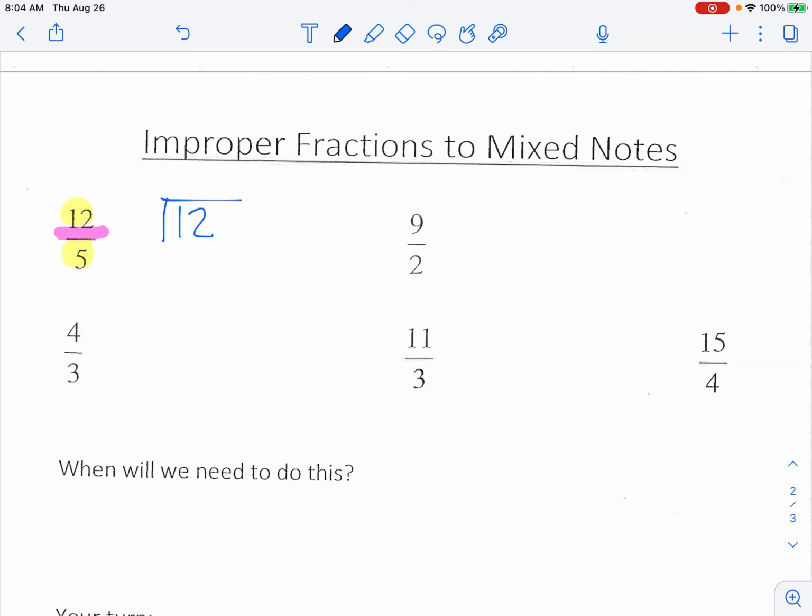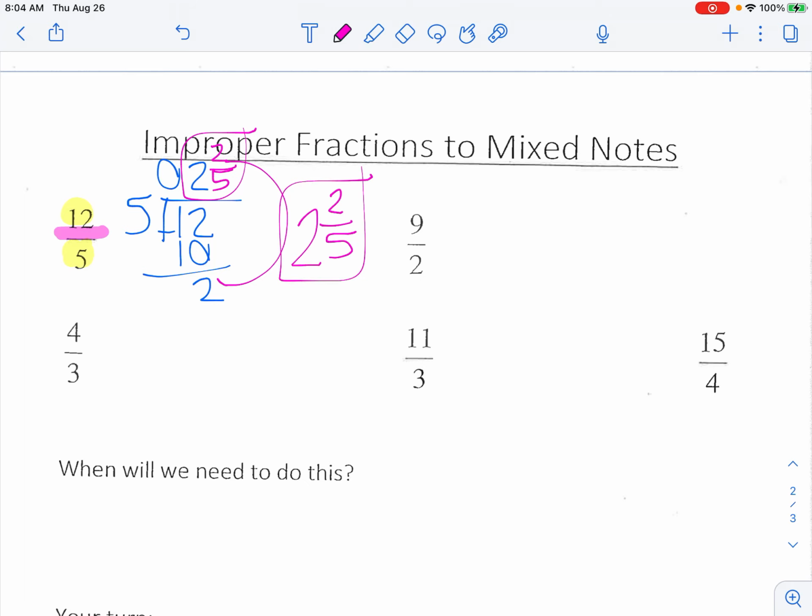So we're going to do 12 divided by 5. 5 can't go into 1. 5 times 2 is 10. Subtract and get 2. Now, watch what I'm going to do. This remainder becomes your numerator, and the denominator stays a 5. So that final answer is 2 2/5.